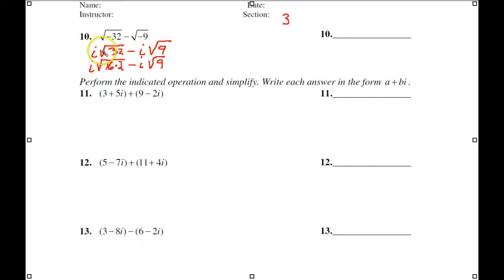So doing number 10, again we take the i out, that takes care of the negative. Then we're left with 32. Is there a perfect square factor? Yes, 16. So this is going to become 4i, the square root of 2, minus 3i. Now keep in mind these are not like terms, so I can't go any further than that for number 10.